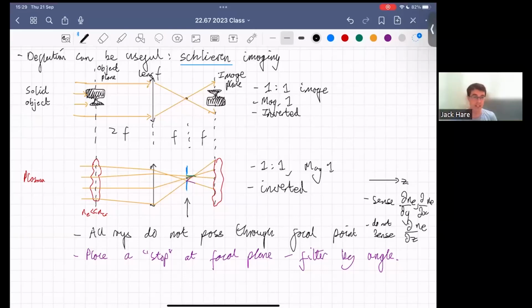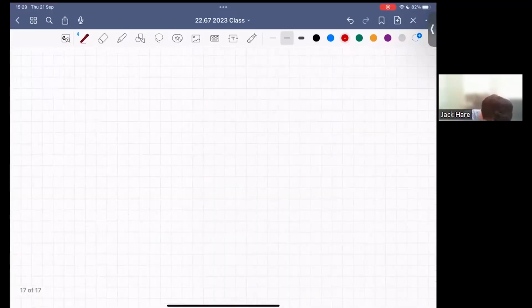So let's have a talk about some of these stops. I've said that we can place these stops here. Let's have a chat about what sort of different stops are available to us. So, types of stop.